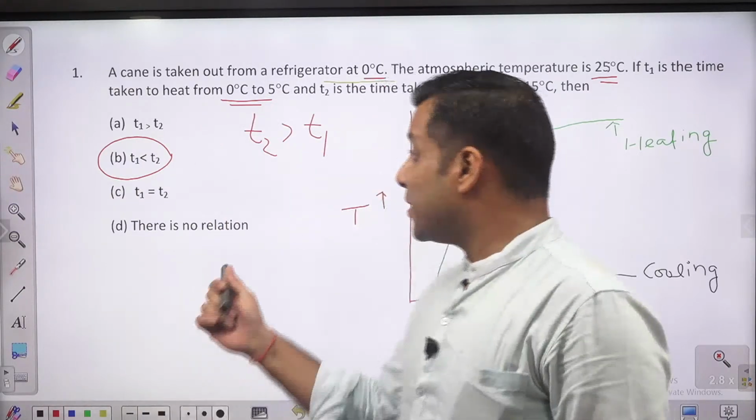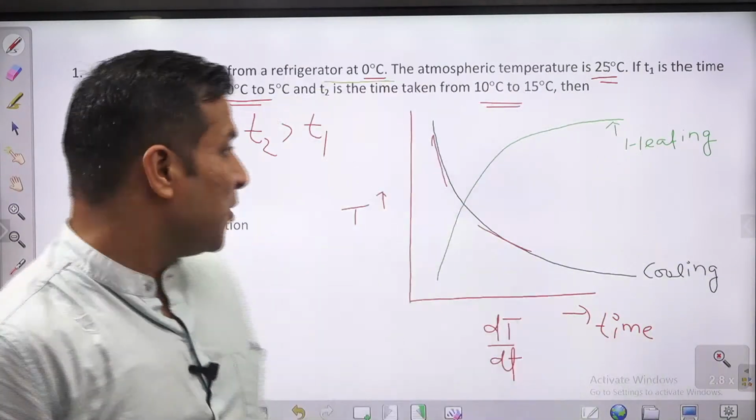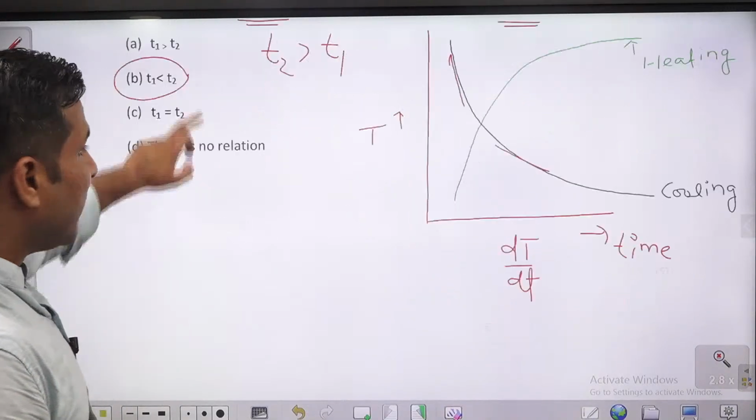So the right answer is B: T1 is less than T2. So this is a direct basic question. I hope this is clear. Let us move to the next question.